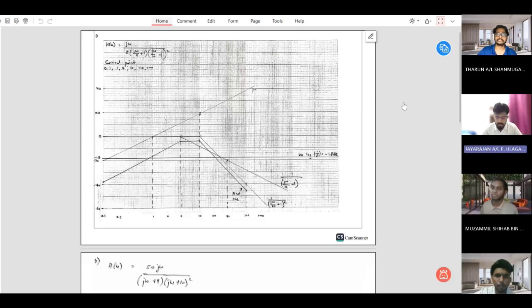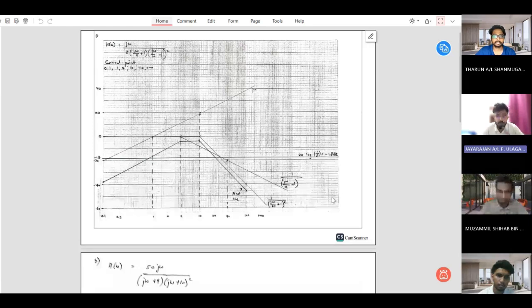I'm JAYARAJAN here from BLR section 1-2. Here I want to explain how we go from the transfer function to the Bode plot. First, the formula is 0.125 j omega over (j omega over 4 plus 1)(j omega over 10 plus 1) squared. The 0.125 is like a gain, then j omega is a zero at origin, and the j omega over 4 plus 1 below is a pole at omega 4, and another one is a double pole at omega 10 because of the square.